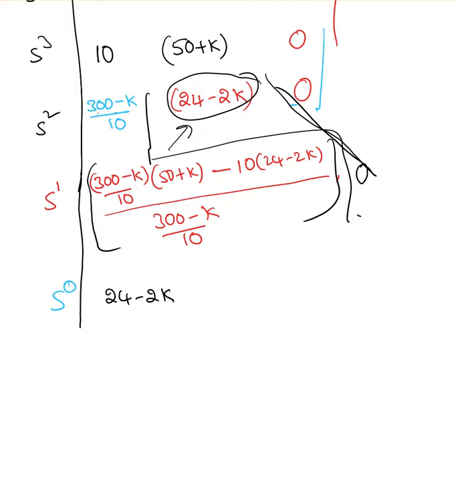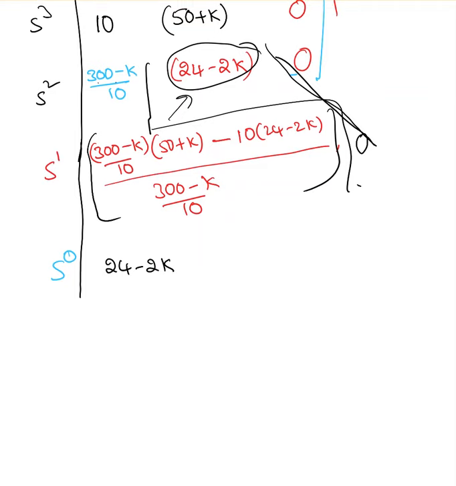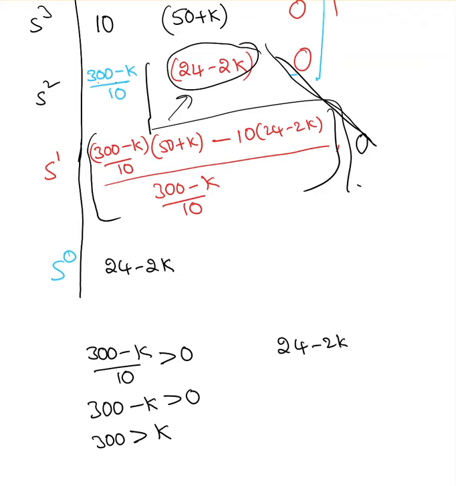In this case we need to have everything positive. So 300 minus k over 10 must be greater than 0. So 300 minus k must be greater than 0, so 300 must be greater than k. That's one condition. Another condition is 24 minus 2k must be greater than 0. So 24 must be greater than 2k, and 24 divided by 2 is 12. So 12 must be greater than k.